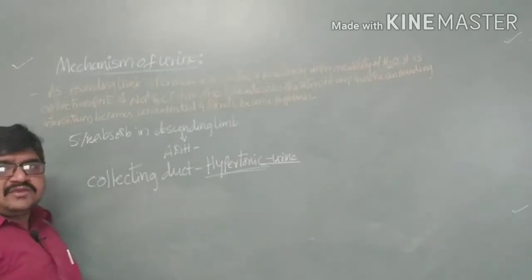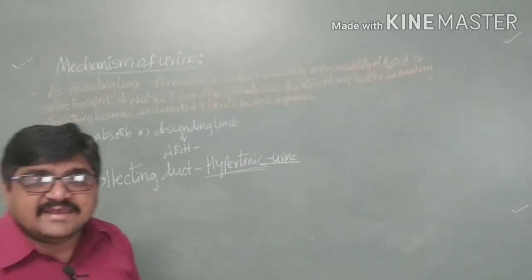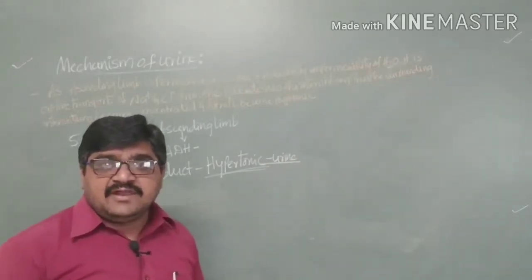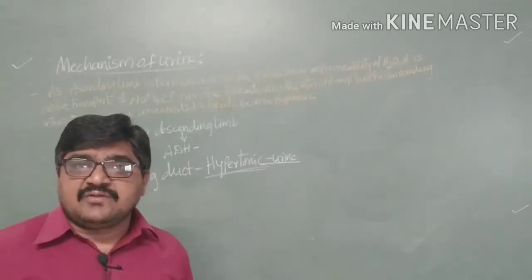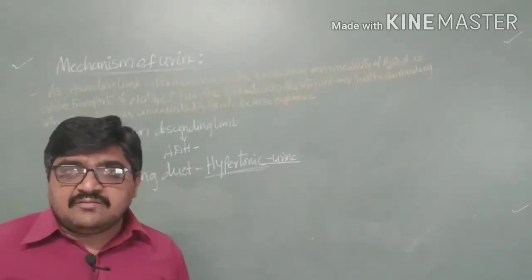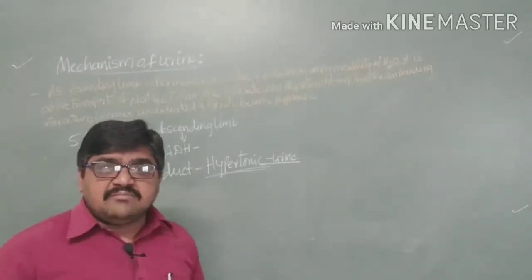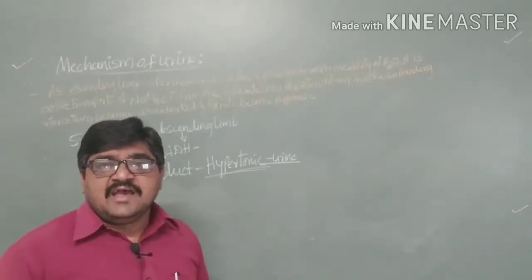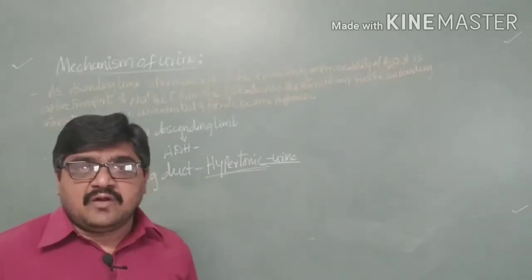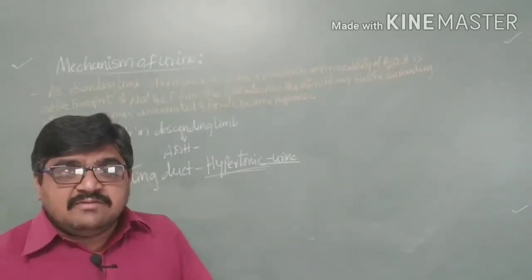This hypertonic urine is eliminated from the renal papilla to the pelvis. From the pelvis it passes to the urinary bladder. From the urinary bladder it is excreted outside of the body.